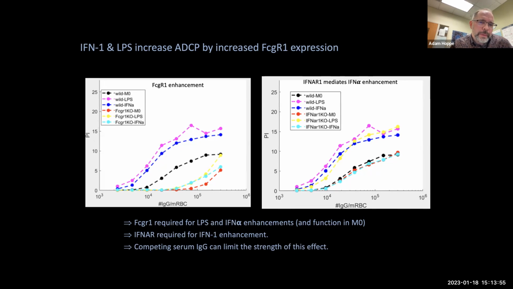However, if we knock out FcγR1, we can see that at this low density FcγR1 expression is the primary driver of this response. And likewise, we can knock out the interferon alpha receptor and demonstrate that interferon alpha is specifically working through its cognate receptor. LPS is obviously working through a different receptor.